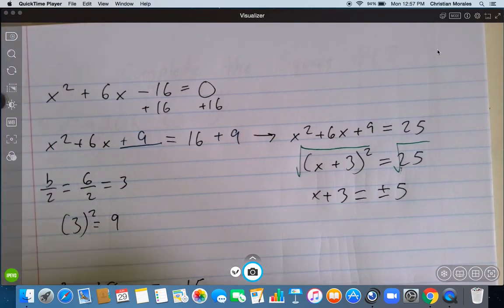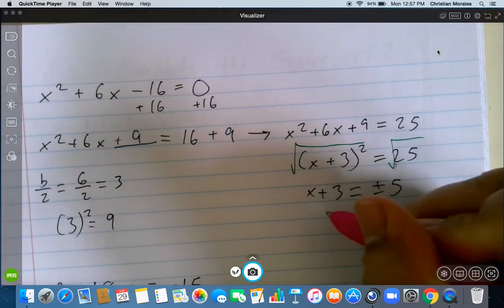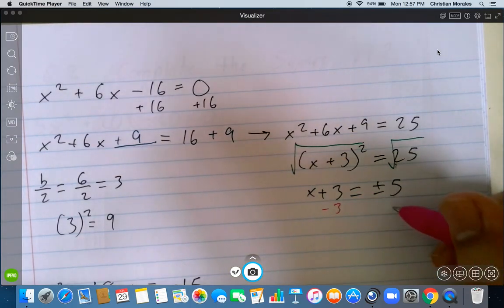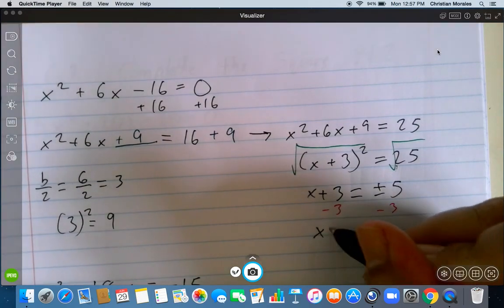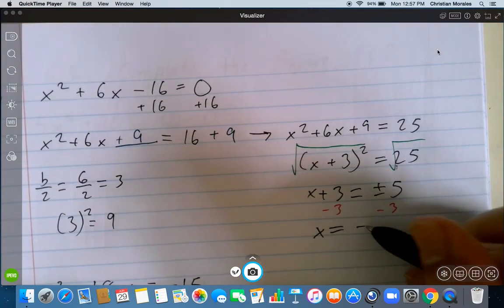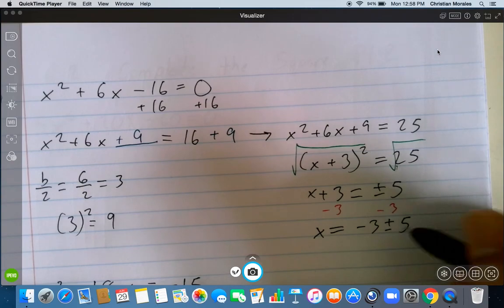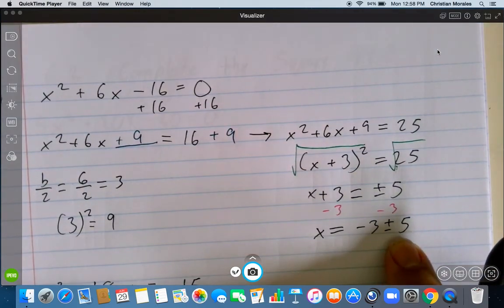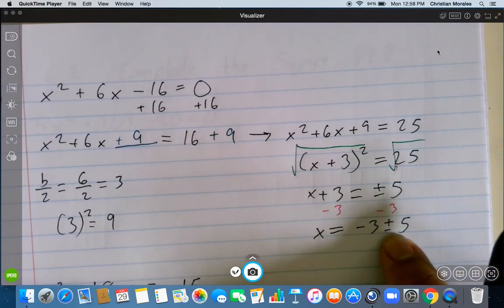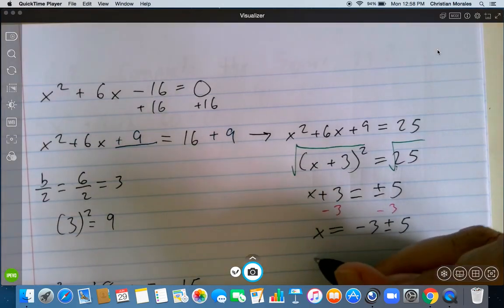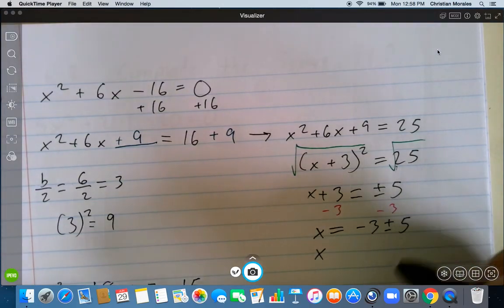We want to get rid of that 3. Remember, we're solving for x. So we're going to do inverse operations to both sides. So you get x equals negative 3 plus or minus 5. Wait a minute, what does that plus or minus 5 mean? That means you're going to do two things. You're going to do one answer where you're adding 5, and then you're going to do another answer where you're subtracting 5.